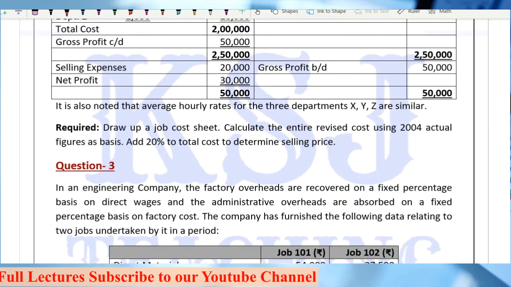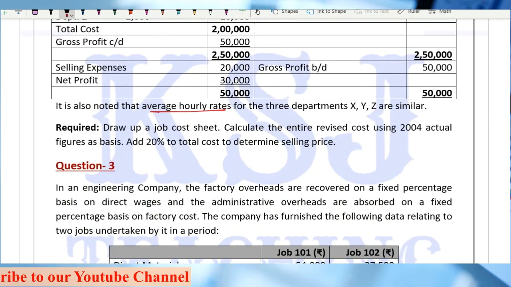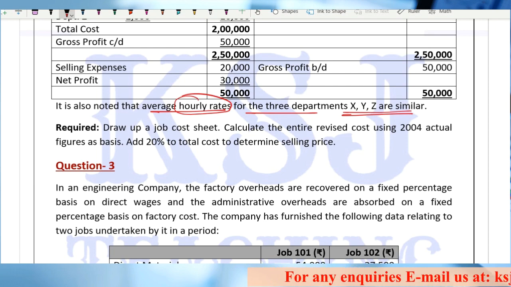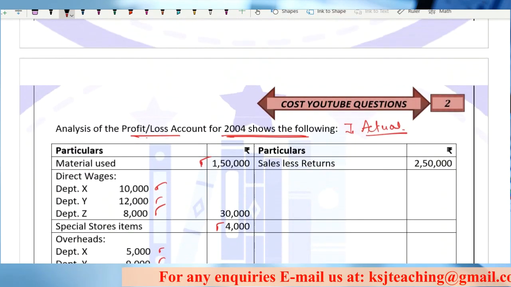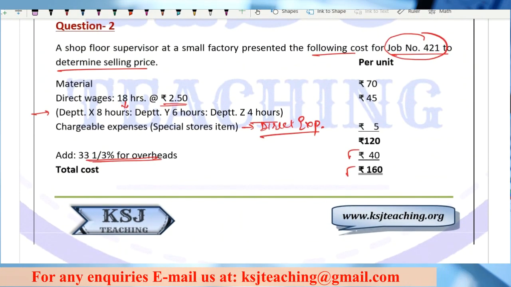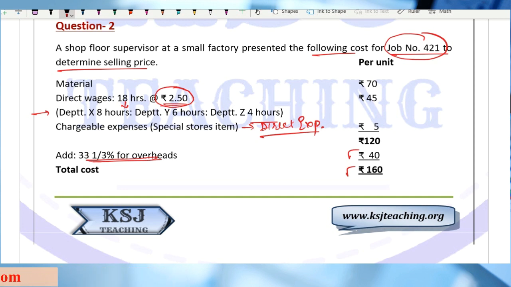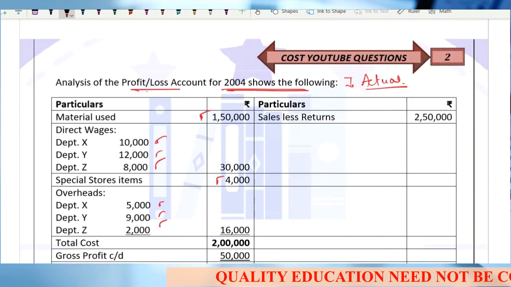It is noted that the average hourly rates for the 3 departments are similar. Sir, what is meant by hourly rates? That is related to wages, right? So hourly rate means the rate which was given here, 2.5, it is the same for all the departments X, Y and Z. Hourly rate is the rate for 1 hour of working, that is 2.5 given to us. He says that it is the same for all the departments.